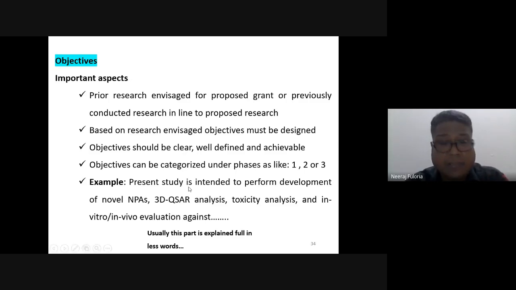So for example I gave here, the present study is intended to perform development of novel NPAs, 3D QSAR analysis, toxicity analysis, and in vitro, in vivo evaluation against anything. So these are the objectives, but we are writing in single words. Normally, I'm telling, this is just 1 page, the abstract or a summary of your project or proposal.